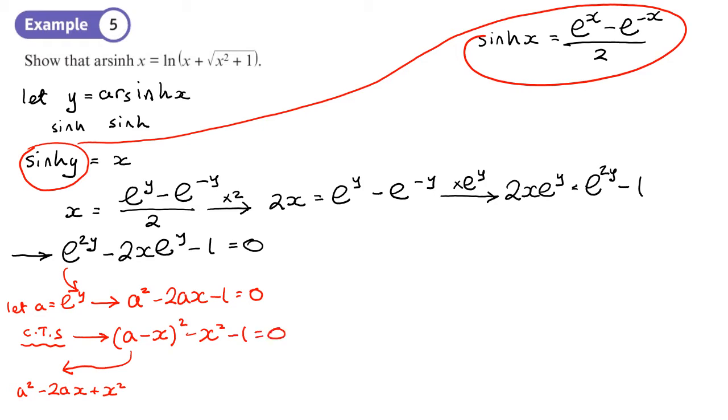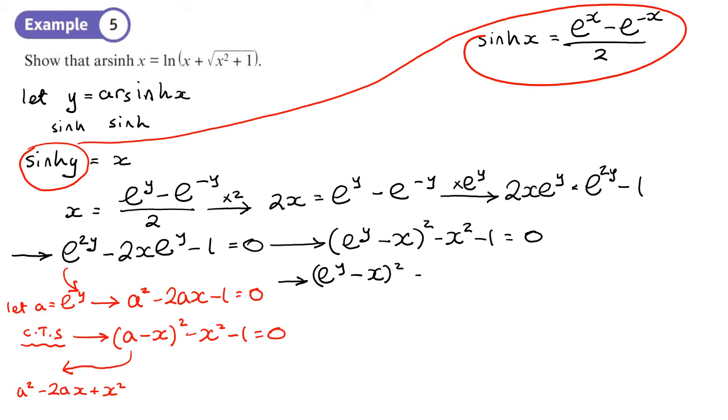So I'm going to apply the same process to this. But instead of a, I've got e to the y. So I'll have e to the y minus x all squared, take away the x squared that I don't want, minus 1 equals 0. So from there, I'm going to move the x squared and 1 to the other side.